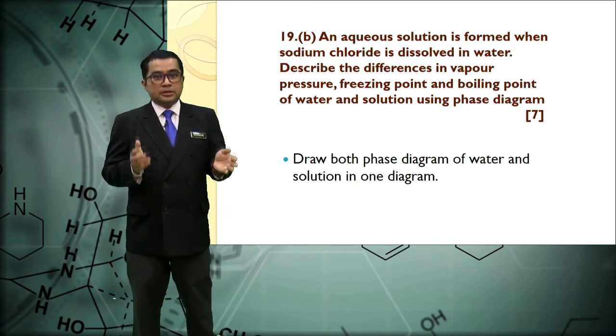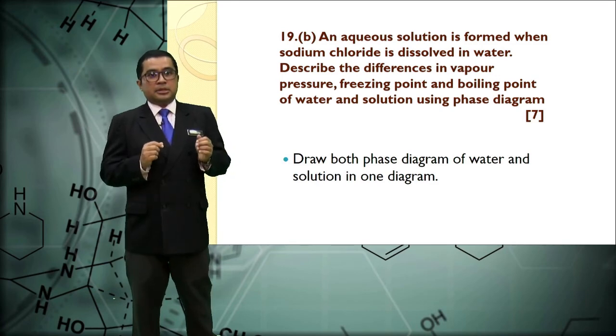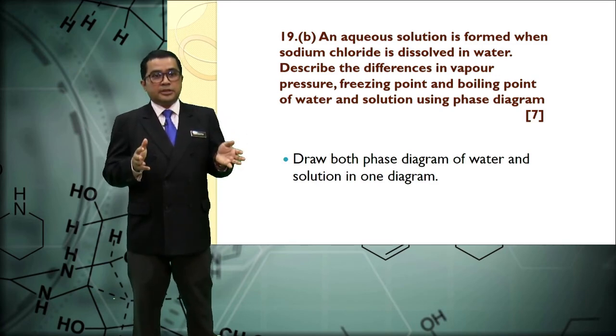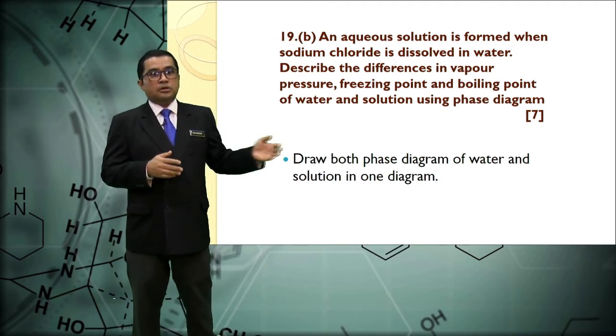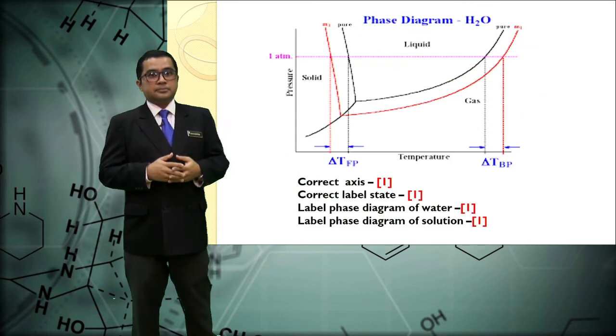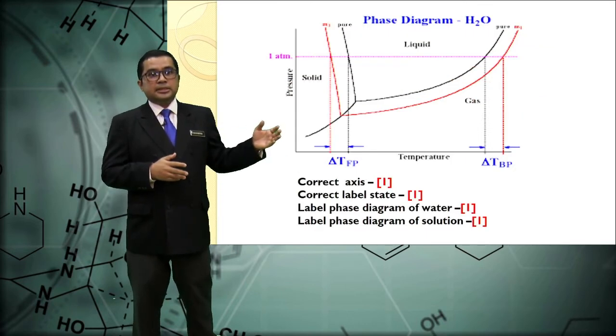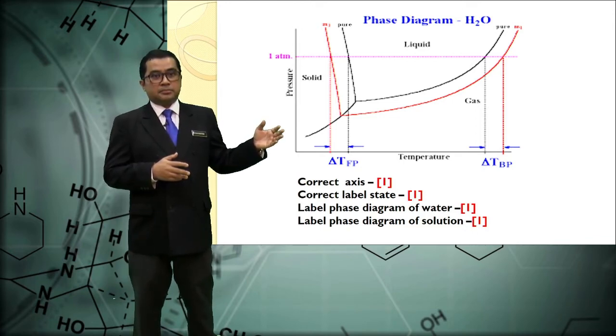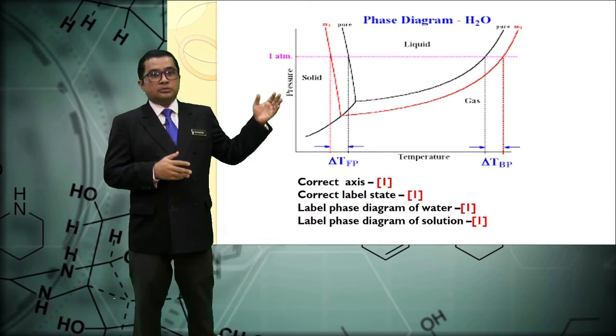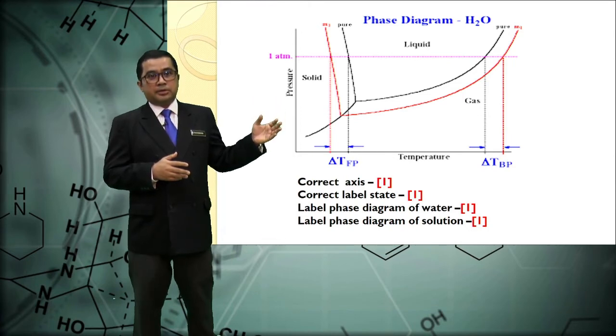So you must draw the phase diagram. The first step that you are going to take is to draw both the phase diagram of water and the solution in one diagram. We go to the next slide. Okay, so this is the correct phase diagram of water and solution. Make sure that you draw it properly and correctly.